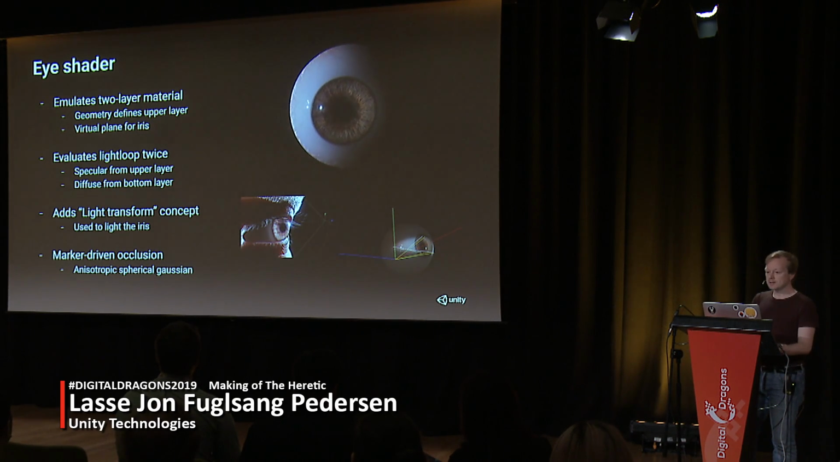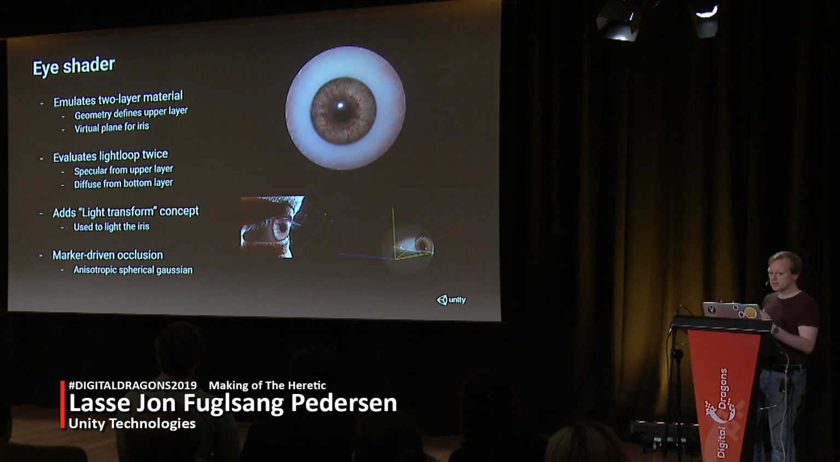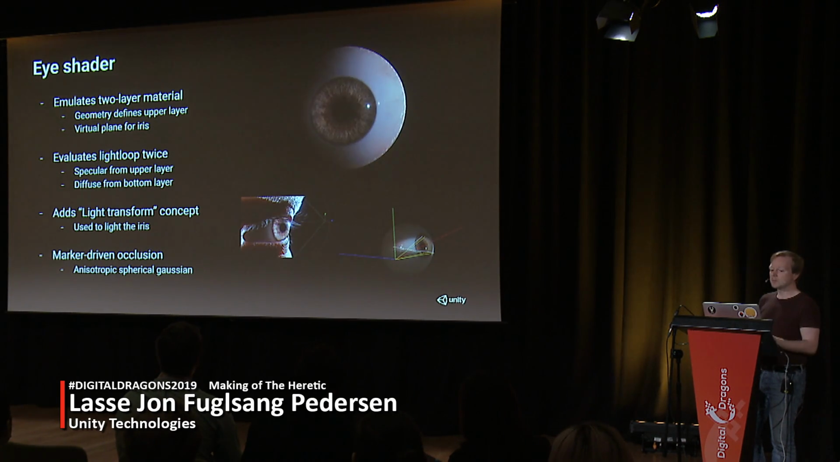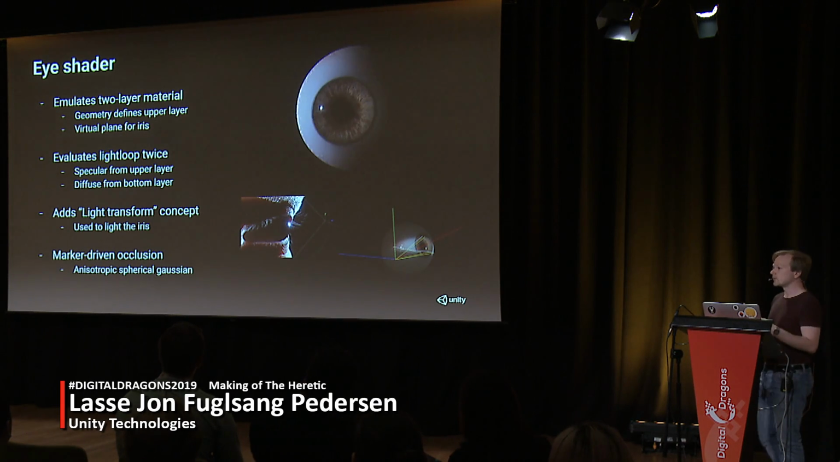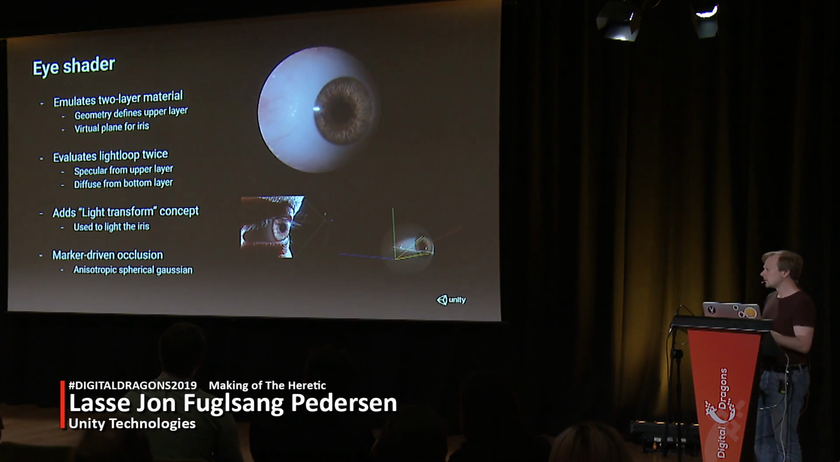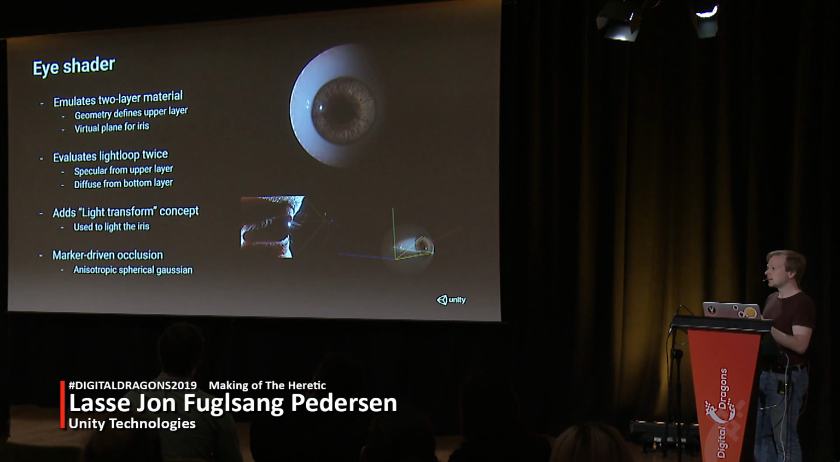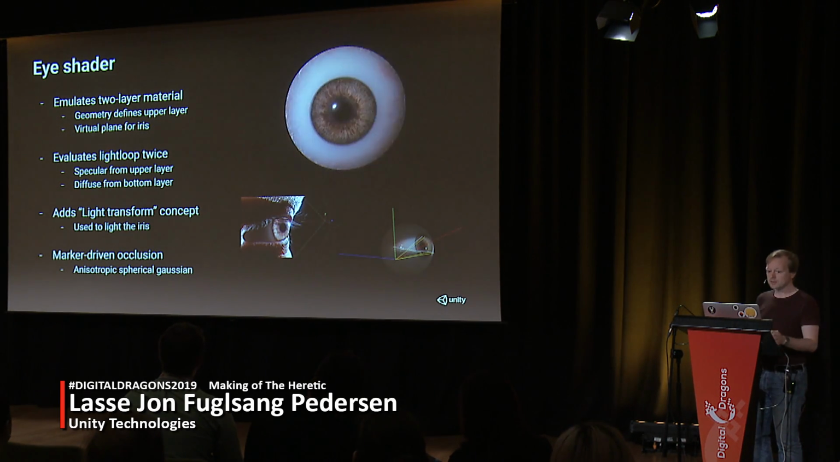So the eye shader, the input geometry is just the eye with the cornea, the bulge, and everything. The geometry defines the upper layer, and then we have a virtual plane for the iris so we refract the view ray in the cornea, and that hits the iris, and then we figure out, okay, now we are at that point on the iris.